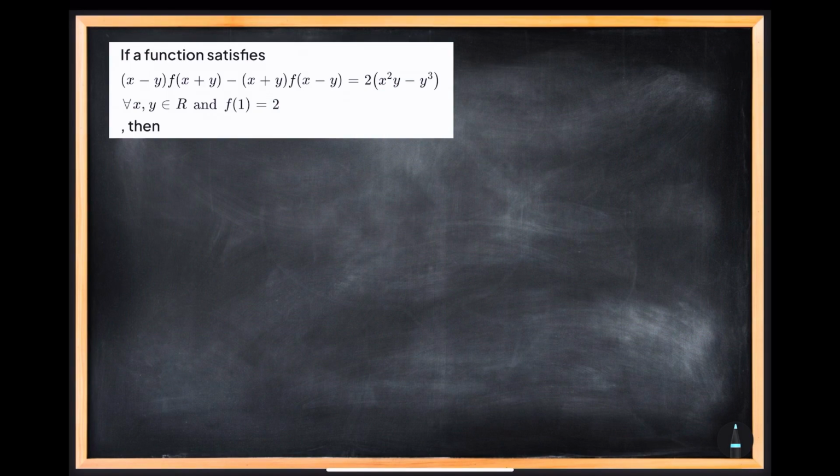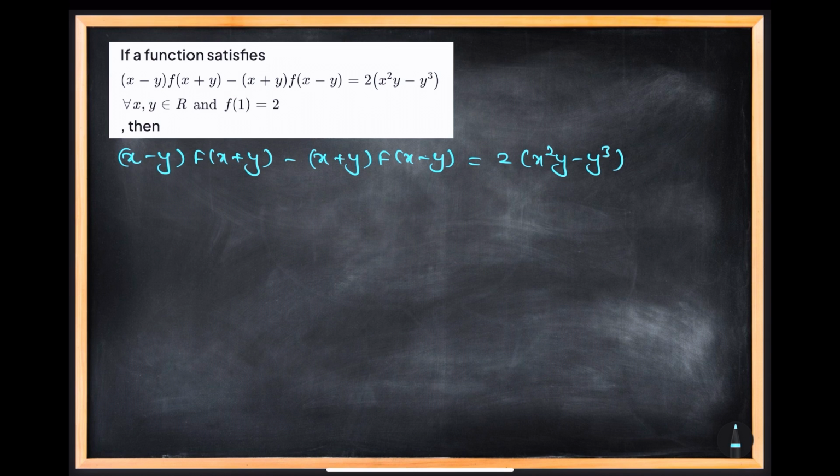So we got this situation to handle. If the function satisfies, let's write down the function: (x minus y) f of (x plus y) minus (x plus y) f of (x minus y) equals 2 times (x square y minus y cube).